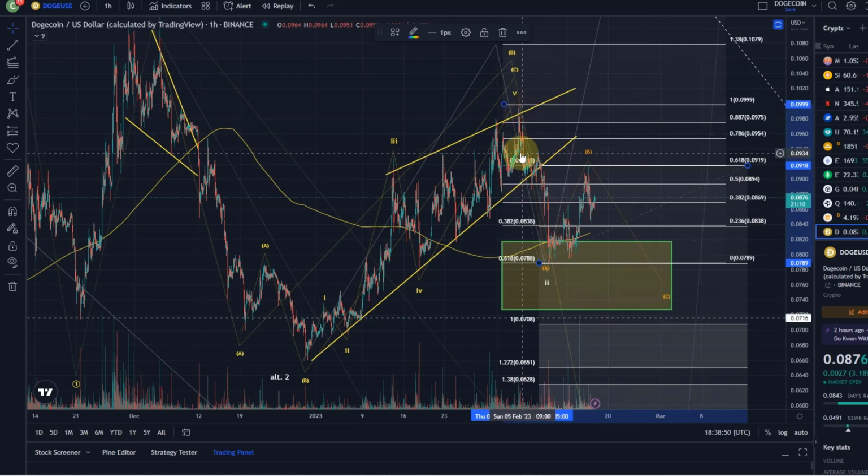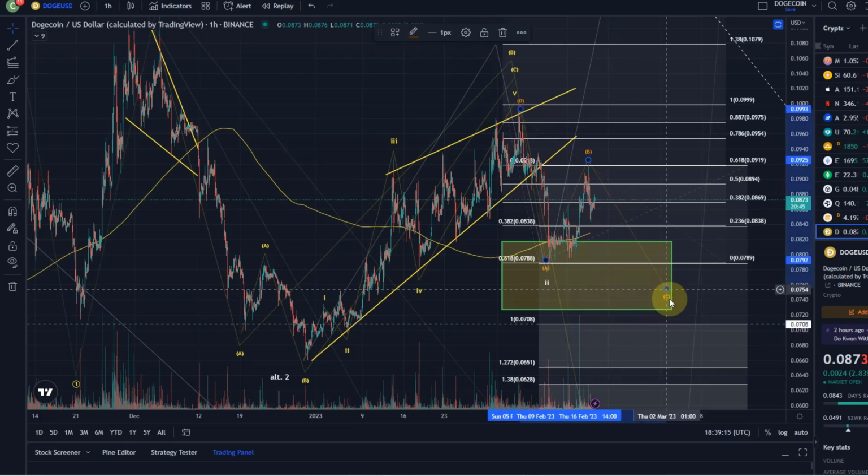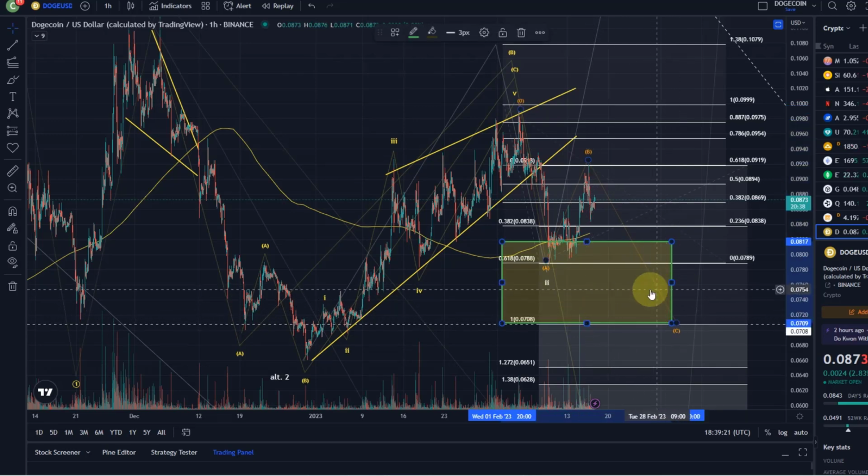A common target for the C wave in such a pattern is the 1-to-1 ratio, in this case the 7.08 cent level. I would certainly pay attention to that level, so I'm going to add that dotted line there. This is obviously the main support area that you normally don't want to be broken in a wave 2. But if the target for the C wave within a wave 2 is slightly below it, I wouldn't be surprised to get to that level. So I'm going to move down the support area a little bit.